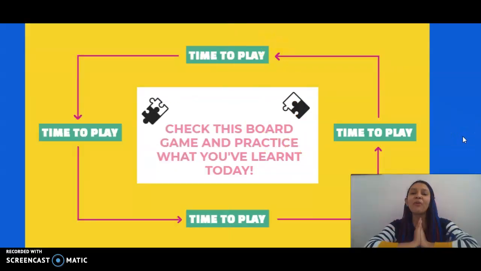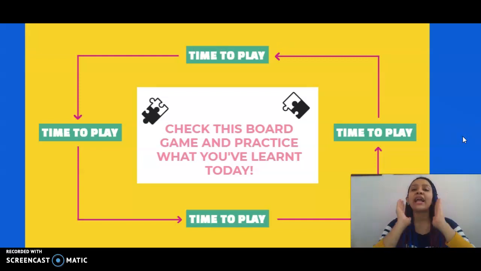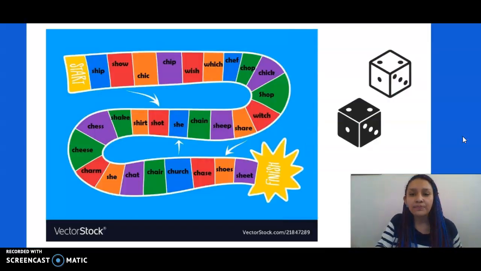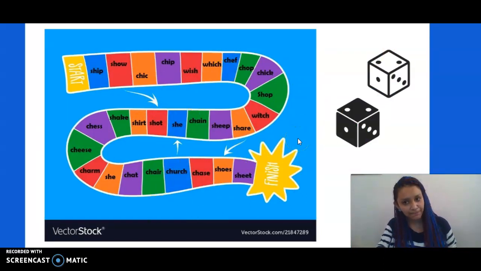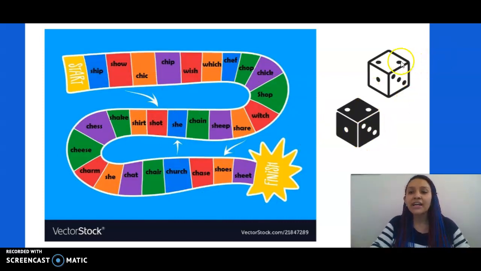So, now we are in the last part of this short session, and here we're going to play a board game. So this is very simple, and we're going to practice what we've learned today. So here I have a board game with some words, words including sh and ch phonemes. So here we have the dice. What you have to do is to toss the dice and check what you got. For example, here we have 4. So it means we have to count 1, 2, 3, 4. We have this word, it's cheap.